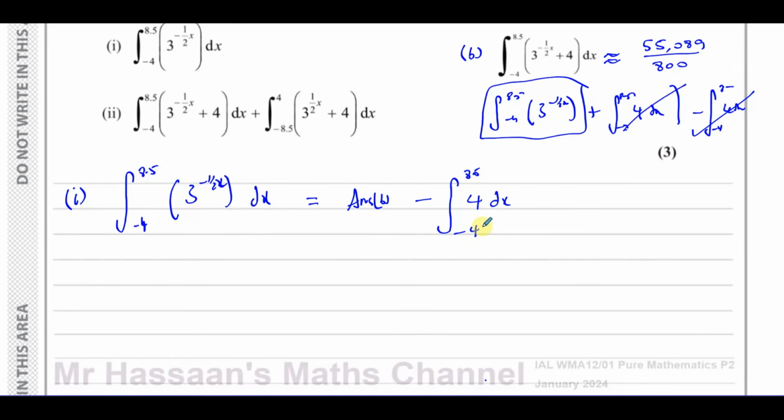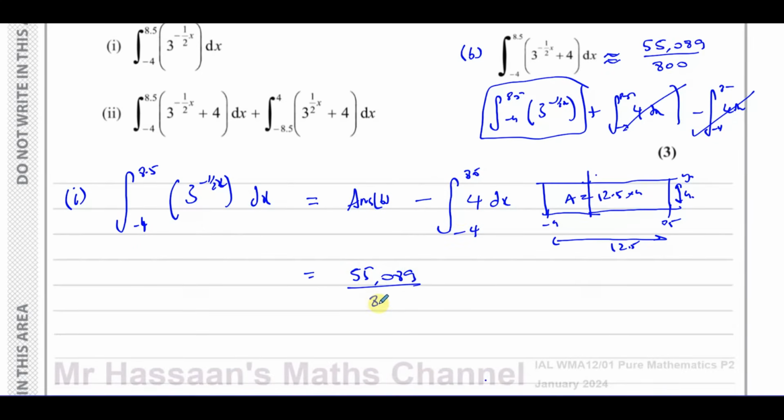Okay, so I can find the integral of this in different ways. Basically, one of the ways I can do it is to just find the area between minus 4 and 8.5 of this rectangle. That's the line y equals 4. It's going to be a rectangular shape, isn't it? So this is going to be 12.5, and this is going to be 4. So the area of this shape is 12.5 times 4. So I can just take the answer to part B, which is 55,089 over 800, minus 12.5 times 4, and that will give me my answer.